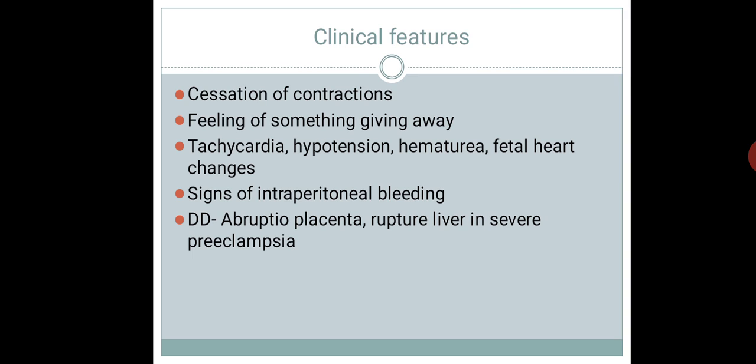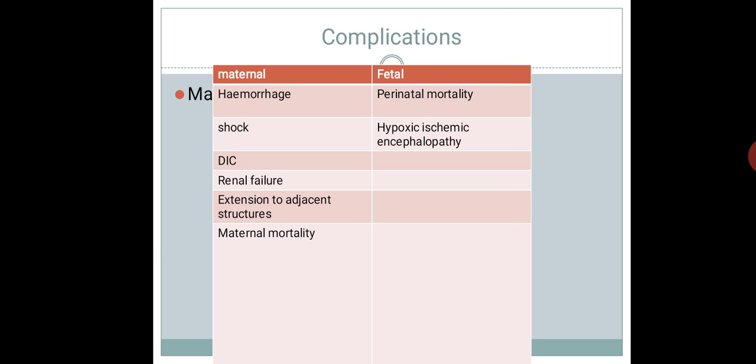Clinical features: sudden cessation of the uterine contractions for a patient who was having contractions, and the patient will be having a feeling of something giving way, and there will be tachycardia, hypotension, hematuria and fetal heart changes. There will be signs of intraperitoneal bleeding. The differential diagnosis, abruptio placentae, rupture of the liver. These are the complications in rupture.